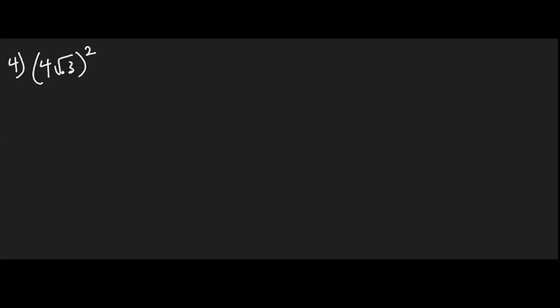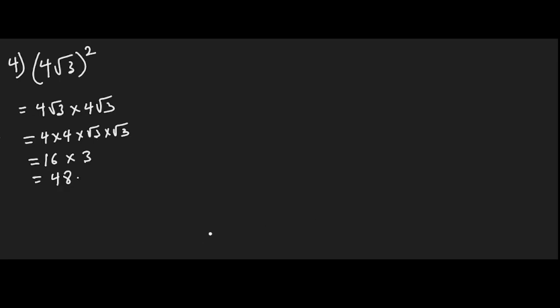Example 4 here: 4 root 3 all squared. This is also the same thing as 4 root 3 times 4 root 3. Here we are going to have 4 times 4 times root 3 times root 3. 4 times 4 is 16, root 3 times root 3 is 3, then 16 times 3 is going to give us 48. Alternatively, if you don't want to solve this using this approach, you could also solve it like this.